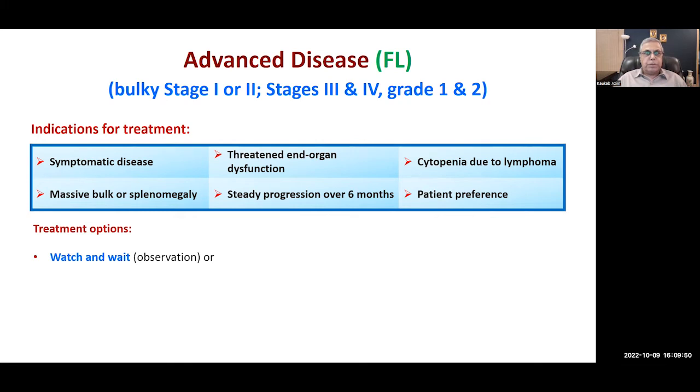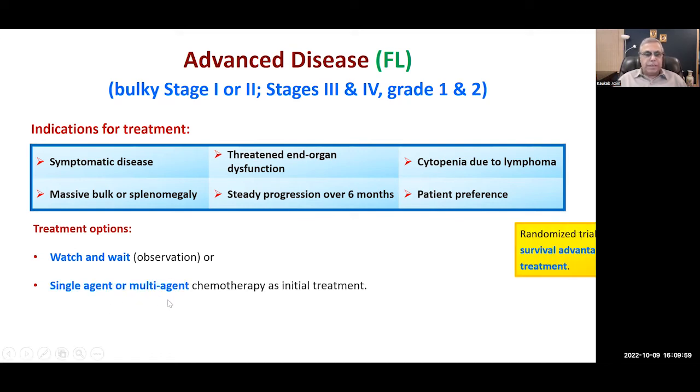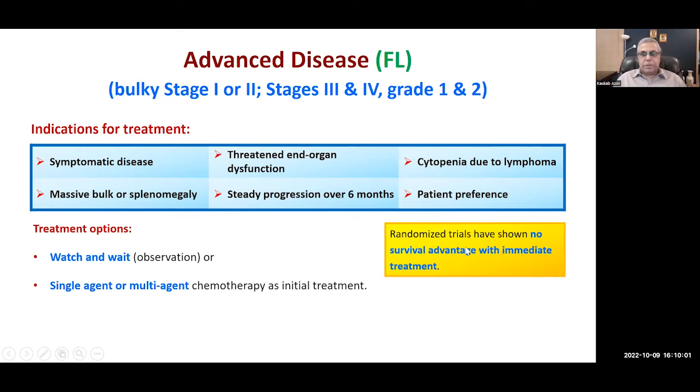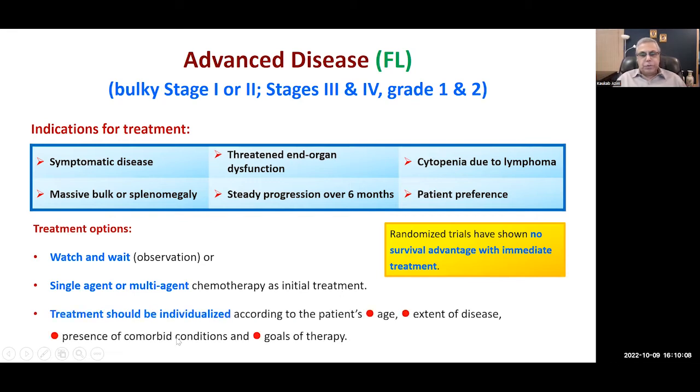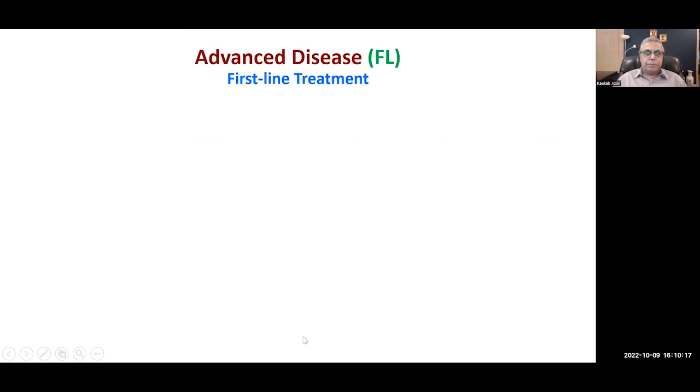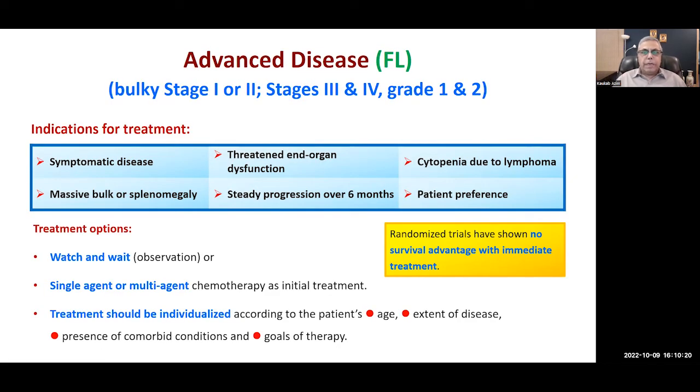So treatment options are watch and wait, depending upon these things. If these things are not very serious, then you can watch and wait. Single agent or multi-agent chemotherapy, because randomized trials have shown no survival advantage with immediate treatment. And treatment should be individualized according to the patient's age, extent of disease, presence of comorbid conditions, and goals of therapy. And we will have an attendance after 5 minutes, all right?